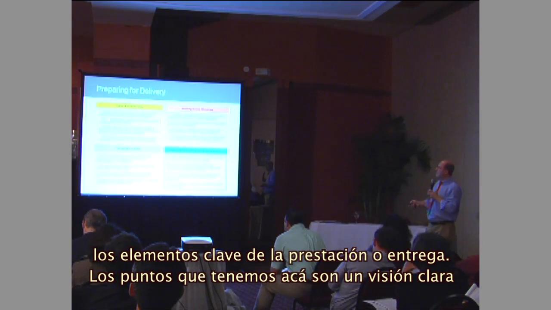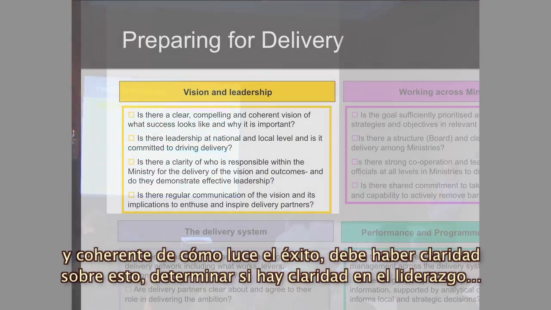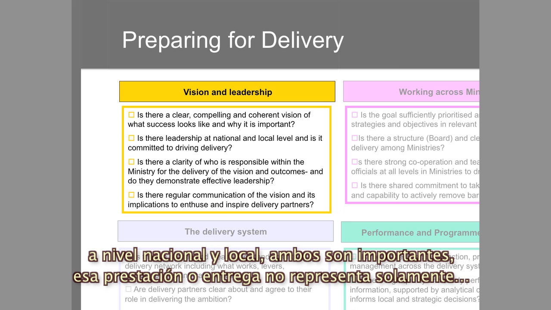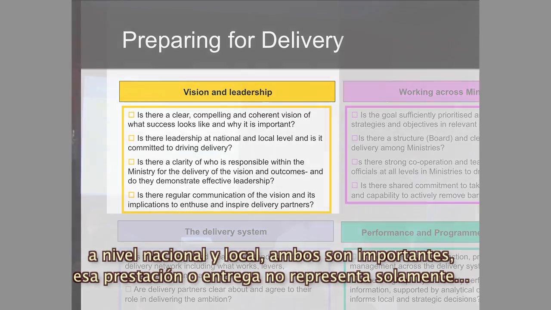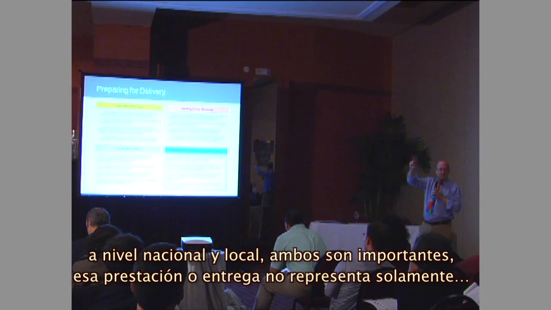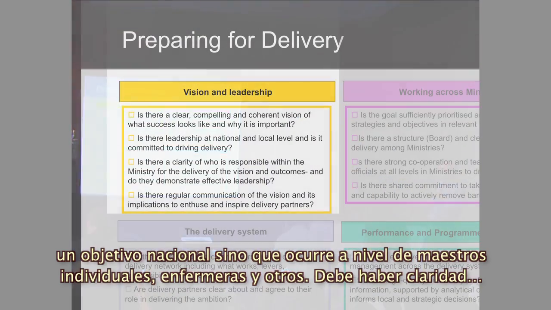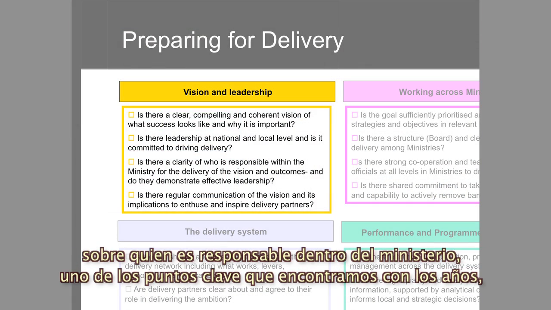The questions that we have in here: is there a clear, compelling, coherent vision of what success looks like? Is there clarity across that? Is there leadership at both national and local level? Both of those are important if you take my argument that delivery is not just about national ambition, but actually happens with individual teachers, nurses, and so on. Is there clarity of who's responsible within the ministry?